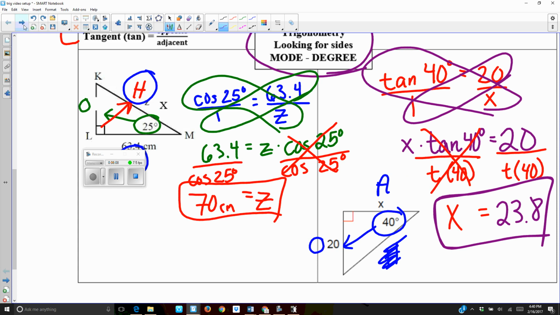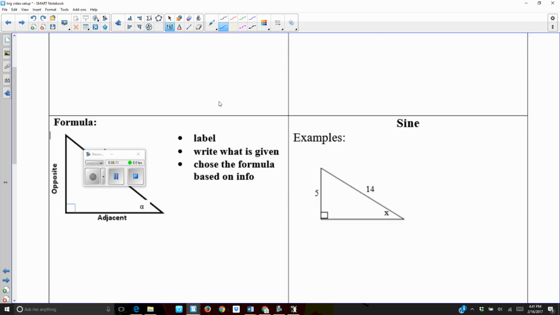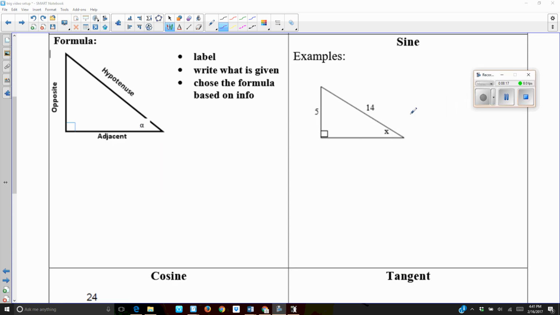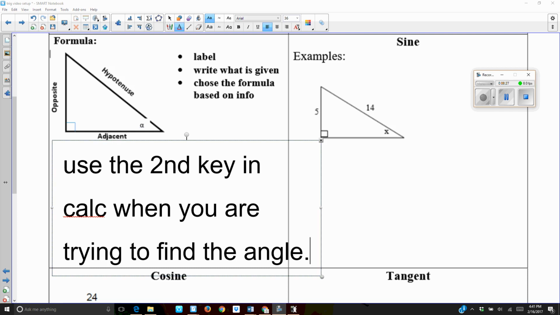All right, so moving to the next page. The only difference here is we're going to try to find the angle. So this time, instead of finding a side, we're going to find the angle. Anytime you're finding the angle, you're going to use the second key in your calculator. You can see that note there: use the second key in your calculator when you're trying to find the angle.